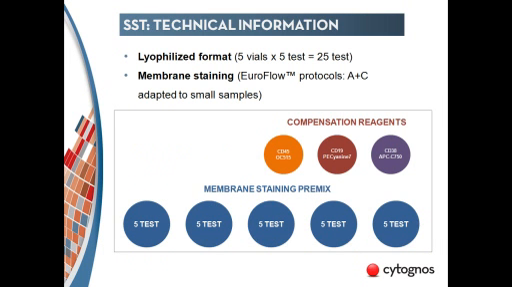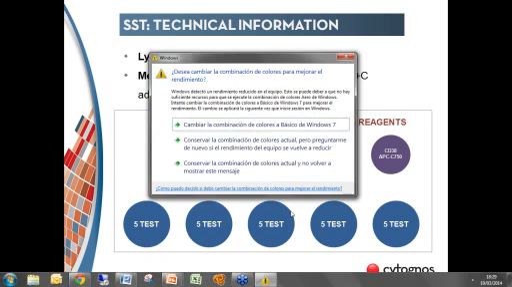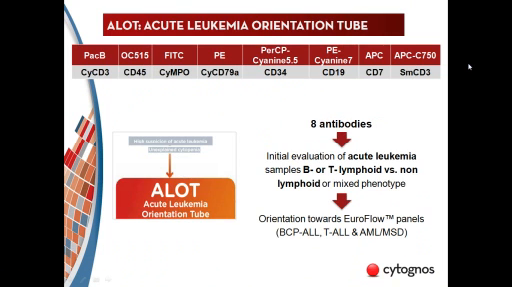How is the format of the SST? Well, as the combination is similar to the LST and all markers are surface markers, we can offer exactly the same approach that we did in the LST. So a kit composed of 25 tests divided in 5 vials of 5 tests each, and also including the vials for the compensation of these specific antibodies.